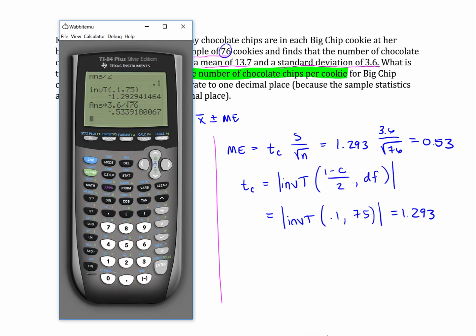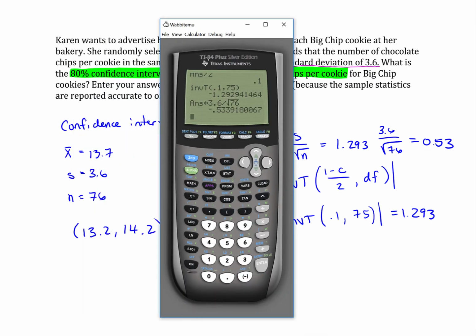And effectively, what I would do then is take the sample mean, 13.7, minus that margin of error that I just came up with, and 13.7 plus that margin of error. Whoops, sorry, 13.7 plus 0.53, not 5.3. All right, so I have 13.17 and 14.2, which round to the same endpoints. So 13.2 and 14.2.